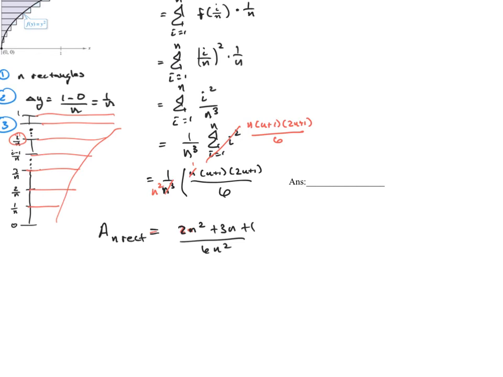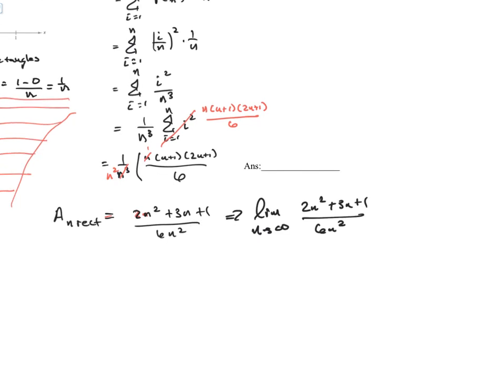But again, that's for n rectangles, and what we wanted was as n goes to infinity. So let's look at the limit as n goes to infinity of 2n squared plus 3n plus 1 all over 6n squared. And when you do that, this is balanced. And when it's balanced, just look at the leading terms is all you have to do. So that would go to 2 over 6, which would be 1/3.